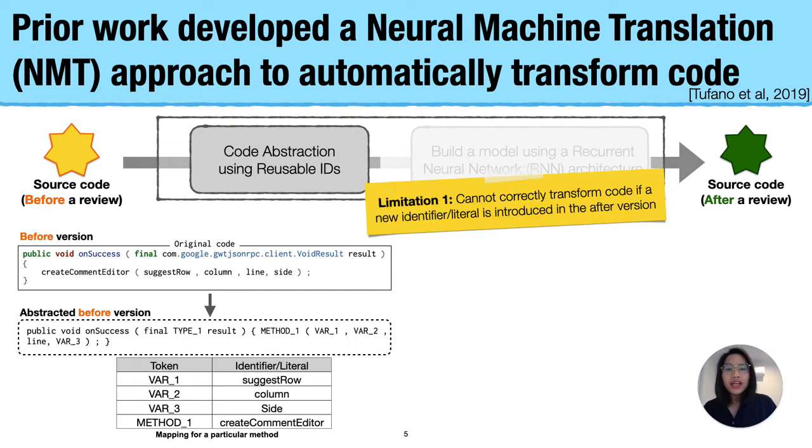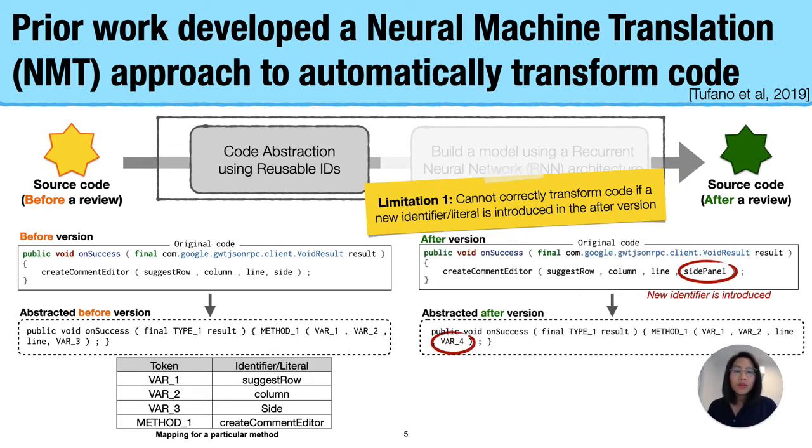However, the underlying limitation of this approach is that it cannot correctly transform code if a new identifier or literal is introduced in the after version. For example, in this after version, side panel has been newly introduced, so it has been assigned a new ID. Realistically, we cannot map this new ID into its actual value because the map is made based on the before version.